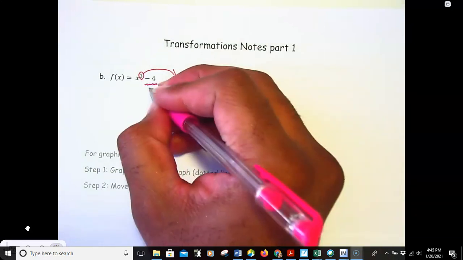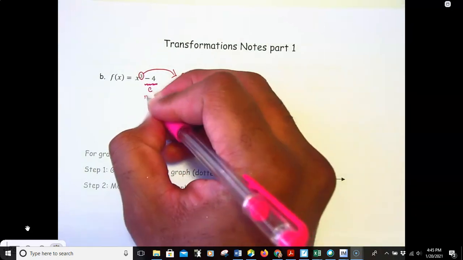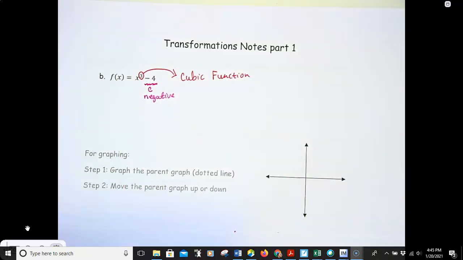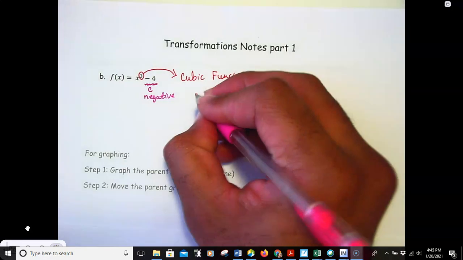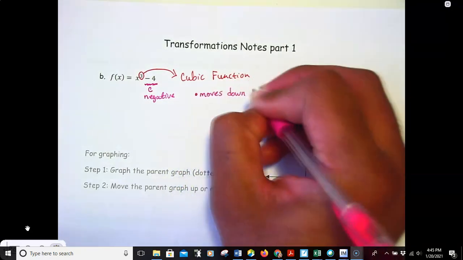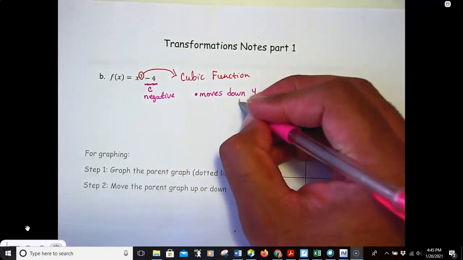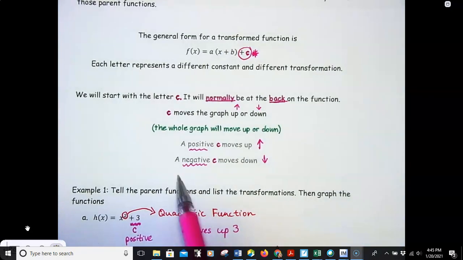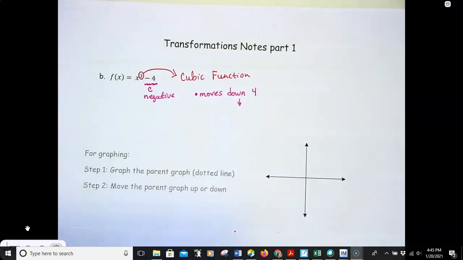All right, so this again is C. It's negative. So we said if it's a negative C, it goes down. And we move down 4. If you want to put the arrows there too, instead of writing the word down or up, you can do the arrows. That's fine. So really quick again, negative c moves the function down. So that's what we did, moved it down.